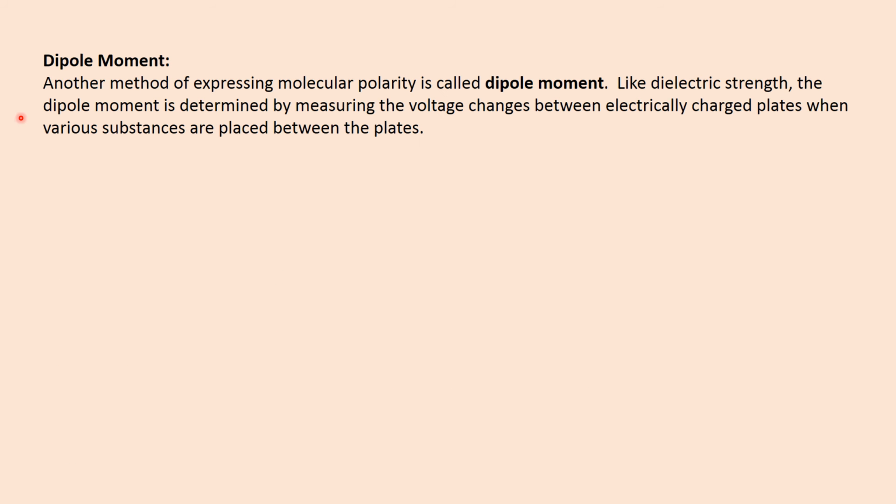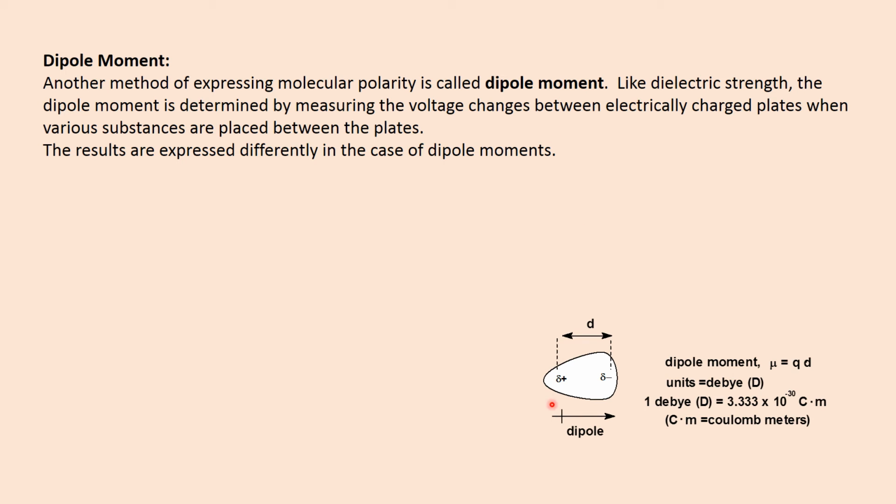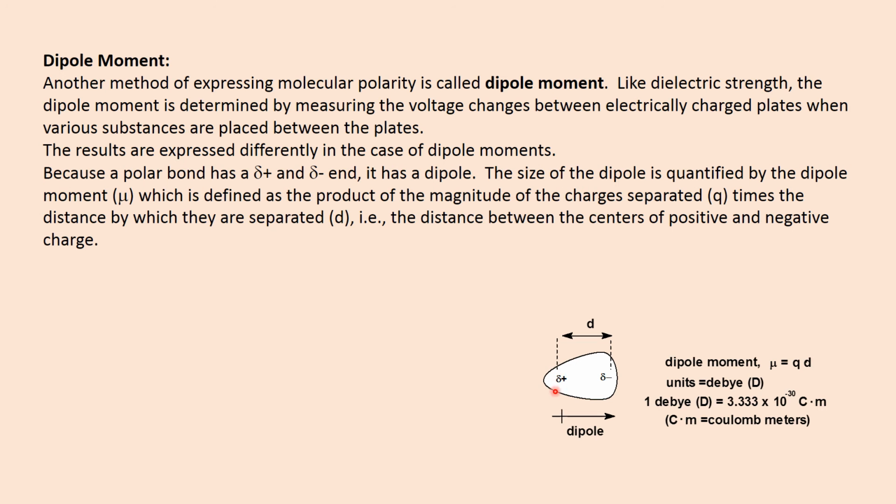Another method of expressing molecular polarity is called the dipole moment, and like dielectric strength, the dipole moment is determined by measuring the voltage changes between electrically charged plates of a parallel plate capacitor when various substances are placed between the plates. But the results are expressed differently in the case of dipole moments. So here again is a representation of an electron cloud around a polar bond. We have a delta plus end and we have a delta minus end. These are two poles and hence they're referred to as a dipole.